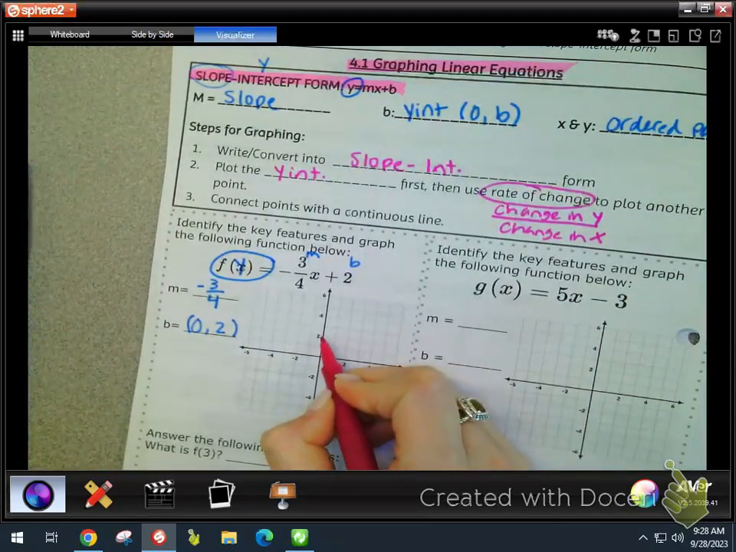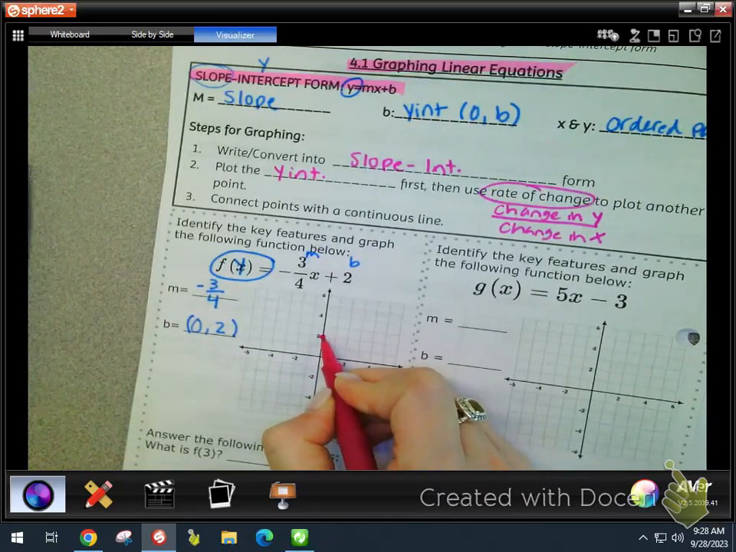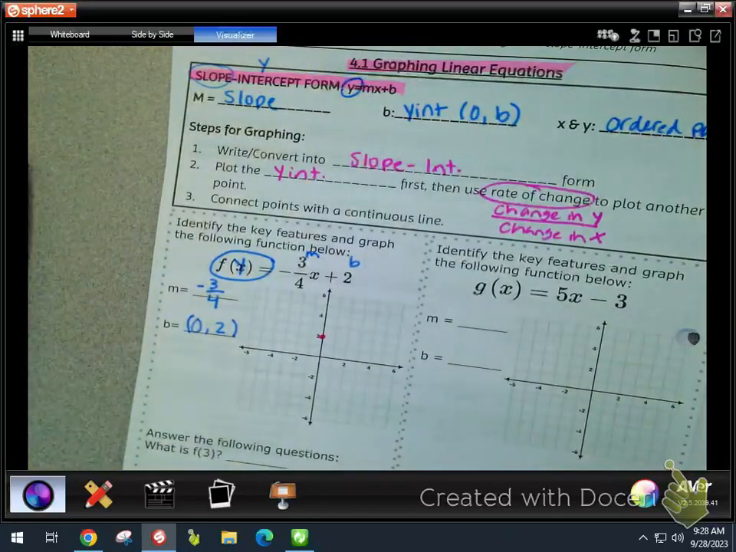That's on the y-axis. Here it is. Give that a point. I go over 0 on the x. I go up positive 2. Plot your point right there.